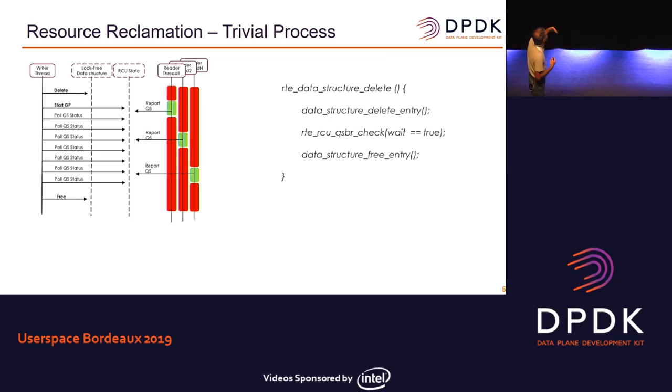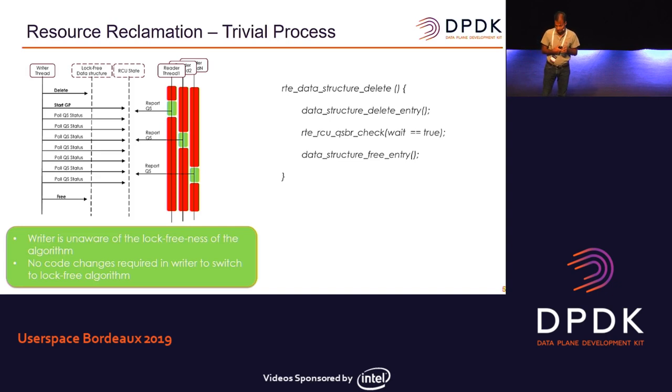So what that means is he's going to wait till all the readers report their quiescent status. And after that, he's going to free the entry. So what are some of the advantages in this?